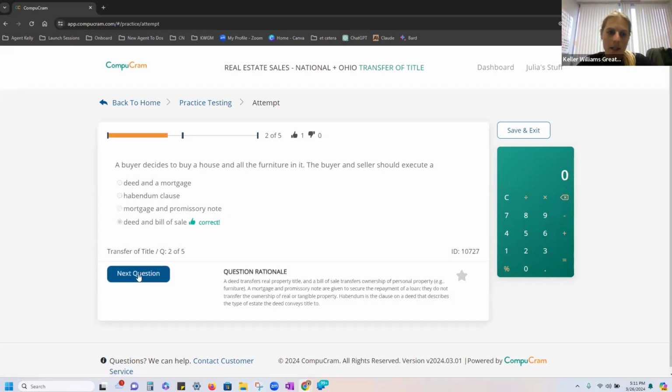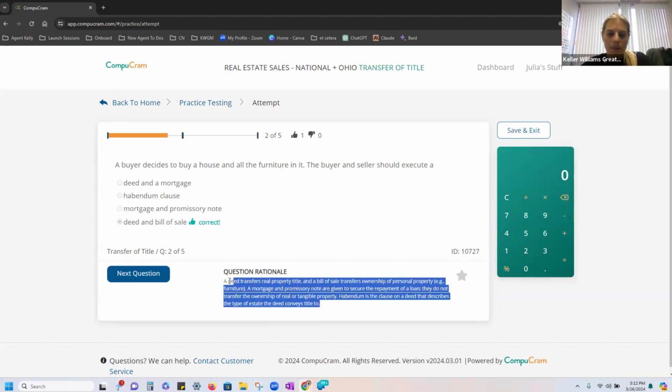All right, good job, guys. Correct. A deed transfers real property title, and a bill of sale transfers ownership of personal property. Example, furniture. If they want to include a hot tub, a grill, that would be on the bill of sale. All right, good job.